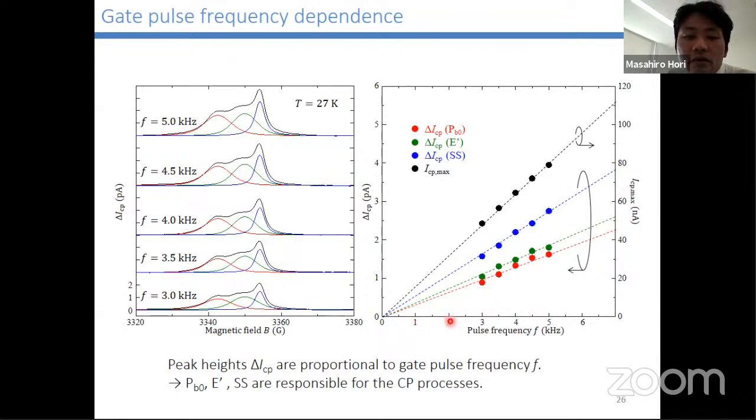We plot the signal height as a function of gate pulse frequency. On the right side of the figure, red, green, and blue show the Pb0, E prime, and shallow state. Black shows the charge pumping current. So as you can see, peak heights are proportional to the gate pulse frequency. This means that the Pb0, E prime, and shallow states are surely responsible for the charge pumping processes.